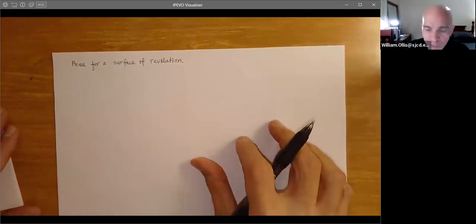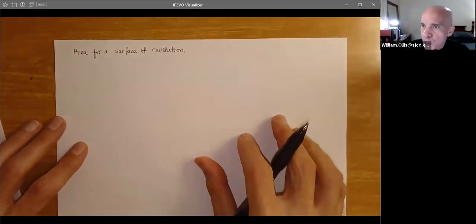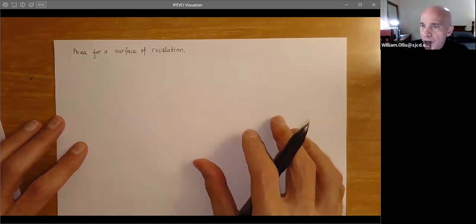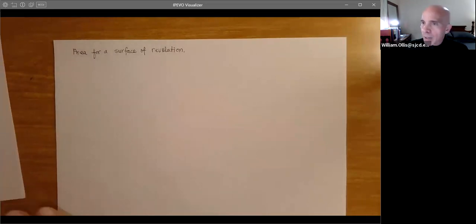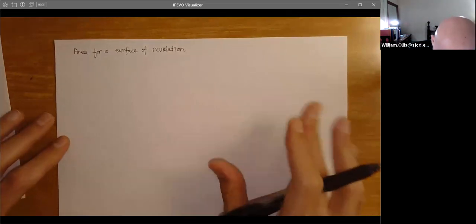Area for a surface of revolution. So we're going to do this just like we did before. We're going to think about the frustum, and we're going to chop it up and then apply it to the rest of the integral. But it won't be nearly as hard because we're going to use the area formula for a frustum, which you could actually derive if you wanted.